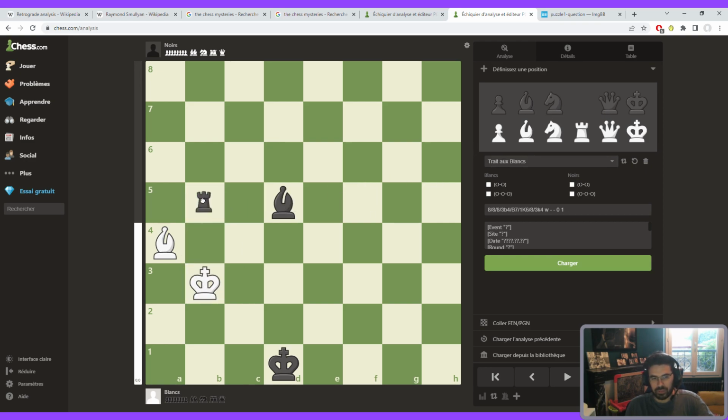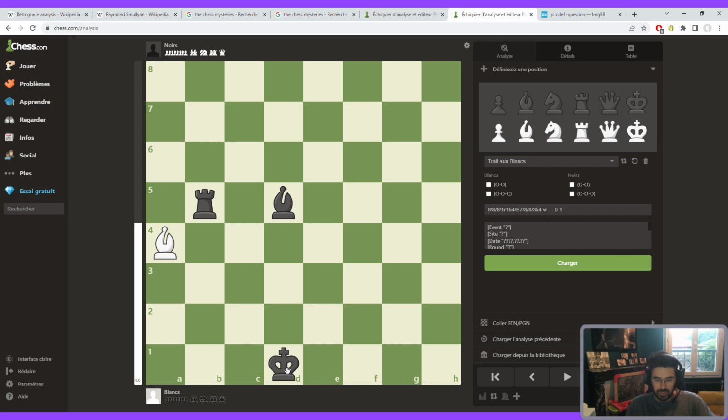It would be something like rook c4 to rook c5 double check, but it's not allowed because the rook cannot move like this. Or it could be bishop b4 to d5 double check, but also it's not possible because it's not allowed. Okay, so there is no way black could make this double check. So the white king is actually not in b3. We can remove it. So it means that the black king is in check.